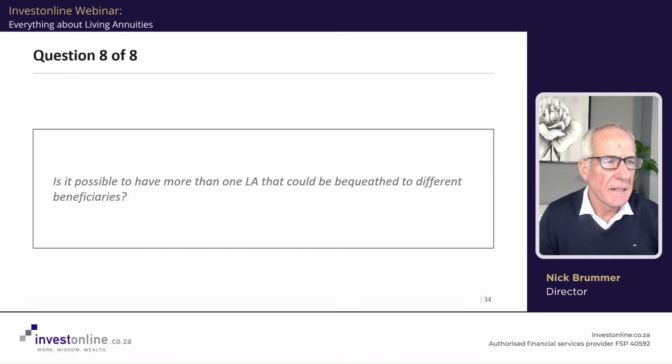All right, thanks, Stuart. Okay, last question. Is it possible to have more than one living annuity that could be bequeathed to different beneficiaries?